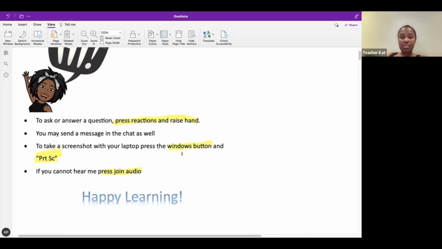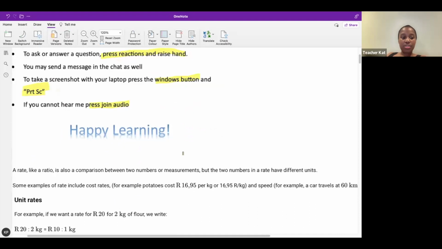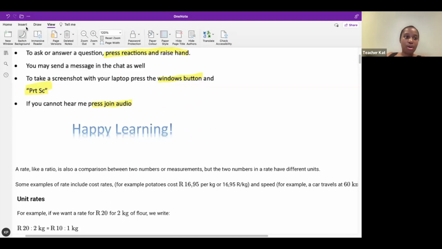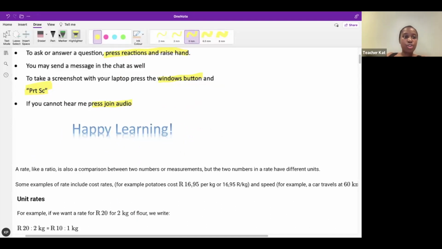We're going to start off with our definition. If you remember, a ratio is a comparison of two values that have the same unit. The only difference between a ratio and a rate is that in a rate, we are comparing two numbers of measurements, but in this case, they have different units. So you have to write the units, otherwise we have no idea what you're saying.